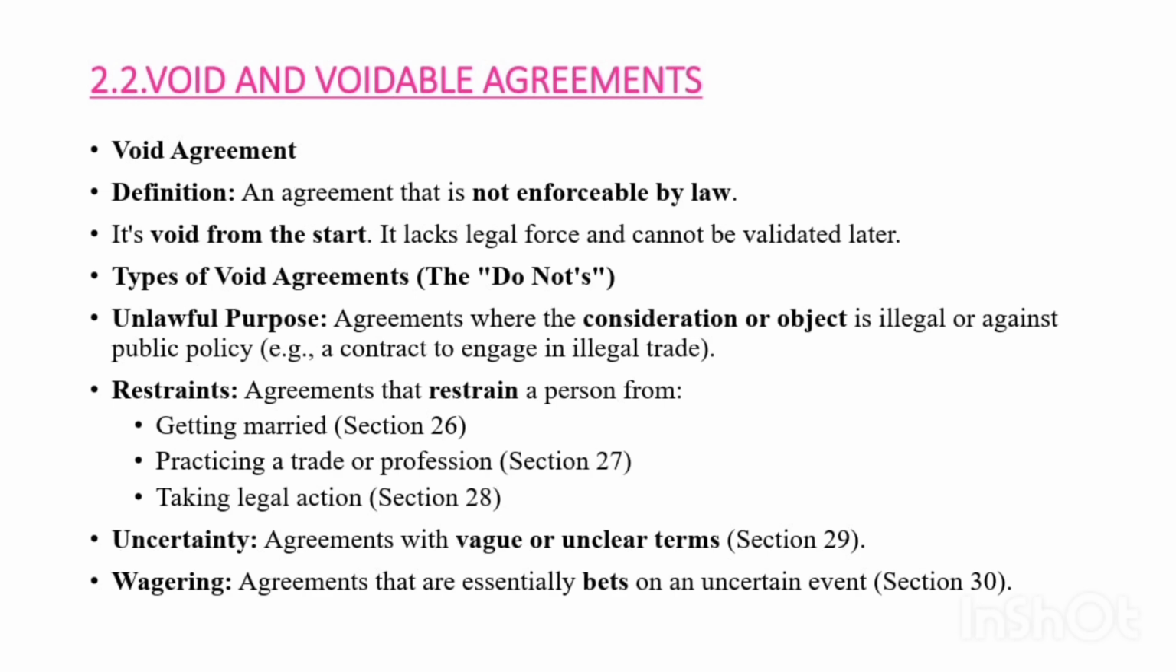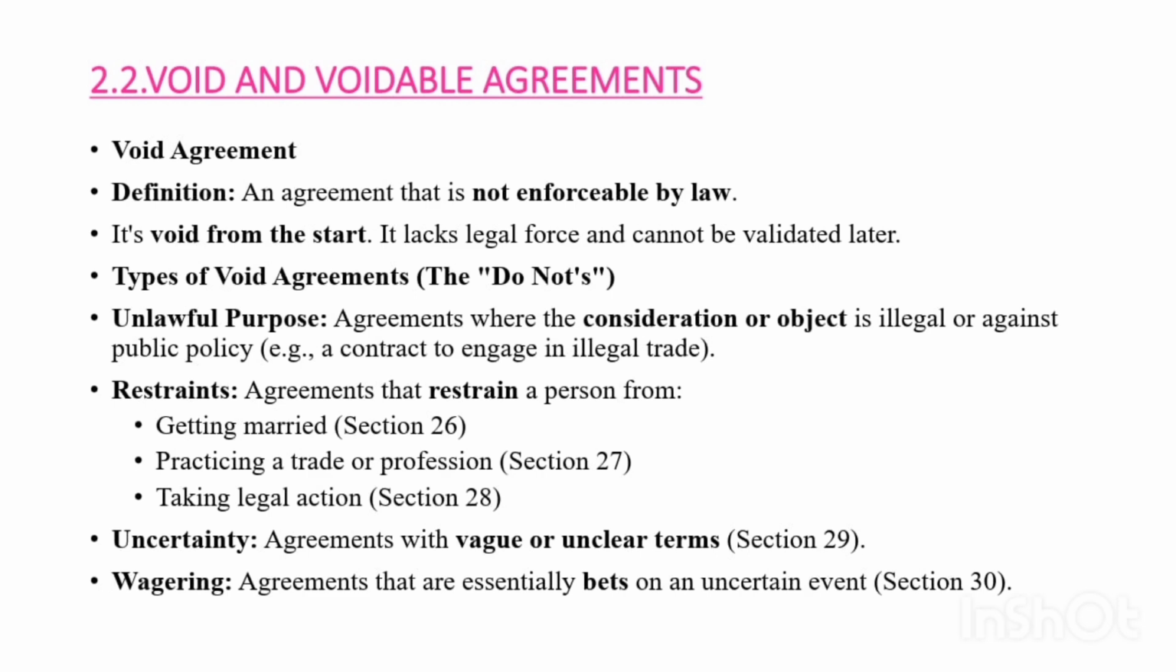In simple terms, we can say getting married. That comes under section 26. And in section 27, agreement in restraint of trade. That is practicing a trade or profession. Agreement in restraint of legal proceedings, that means taking legal action, and that comes under section 28. And under 29, agreements void for uncertainties, that means the agreements with vague or unclear terms.